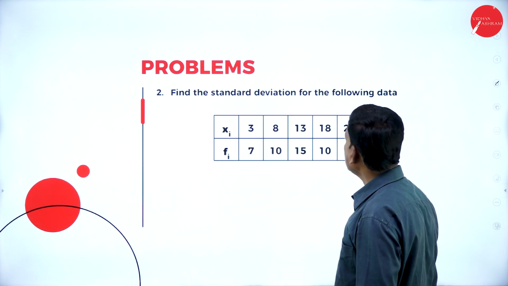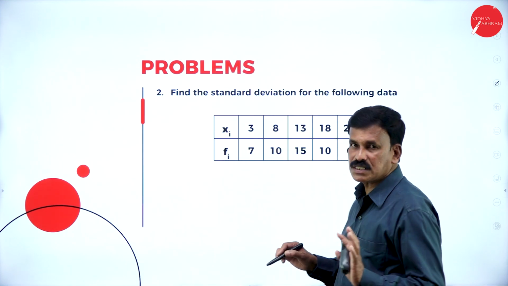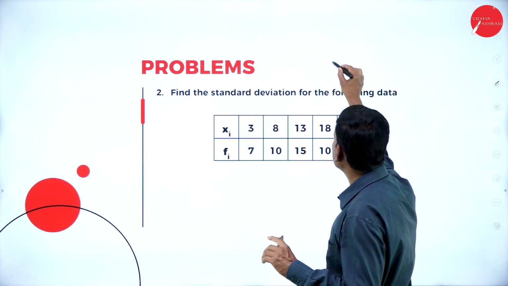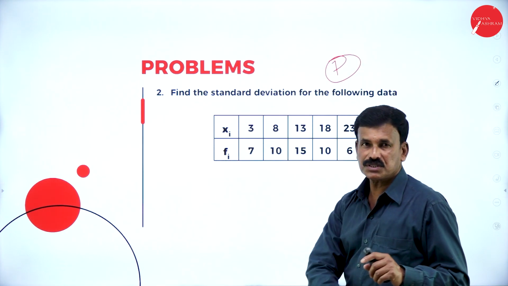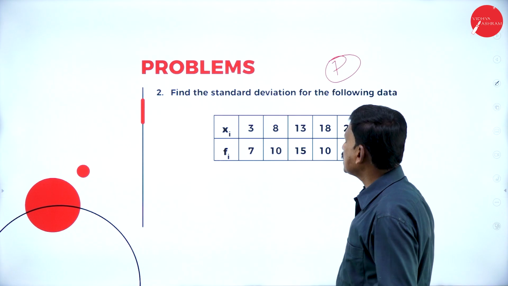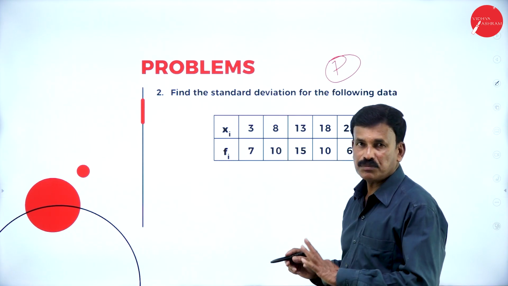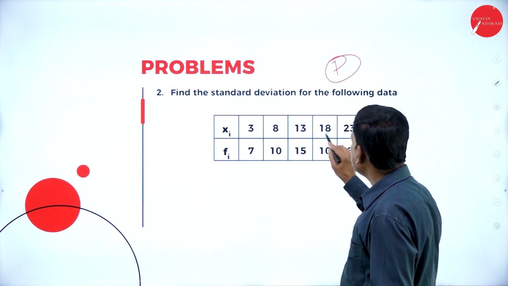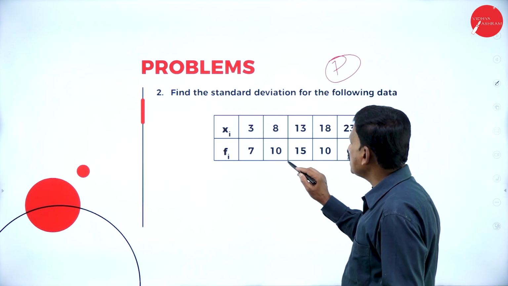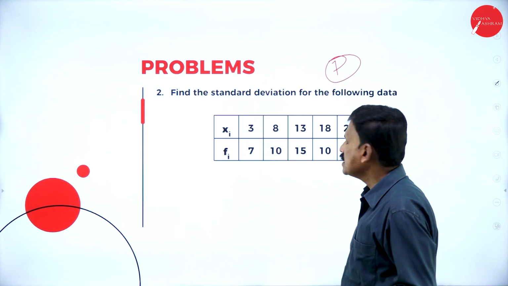Find the standard deviation for the following data. Just standard deviation. This is a 7-marker question, so I will expect this question for 7 marks. What is given? Xi, Fi. Already we did this type of problem. Xi is 3, 8, 13, 18, 23. Fi is 7, 10, 15, 10 and 6.